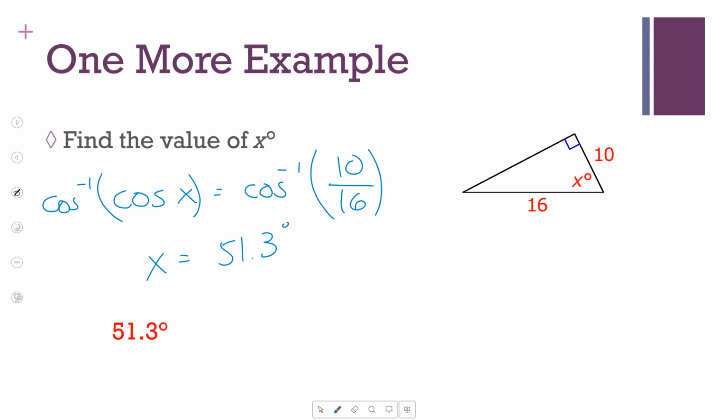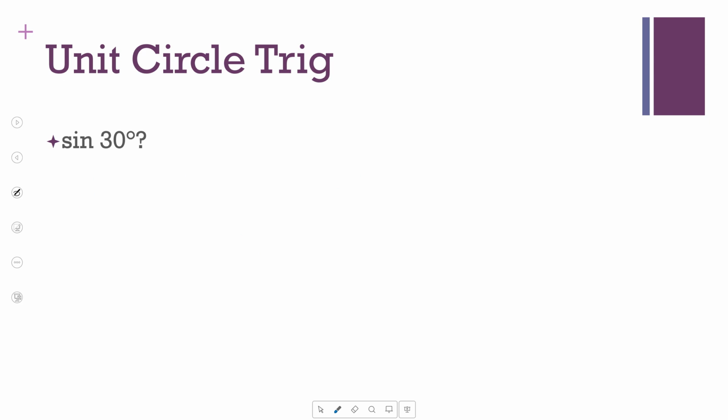Also, not a 30, 60, 90 triangle. And there's no indication in the problem that it is a 30, 60, 90 triangle. But suppose it was. And suppose I wanted to know something like that. What's the sine of 30 degrees? So go ahead, plug it into your calculator, see what you get for an answer.